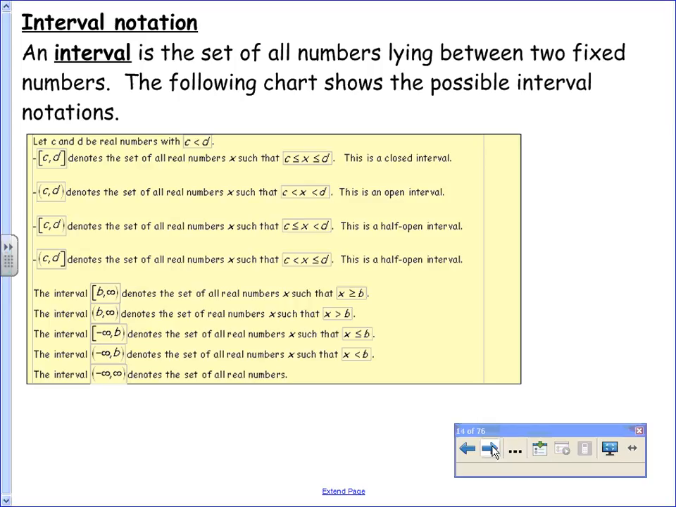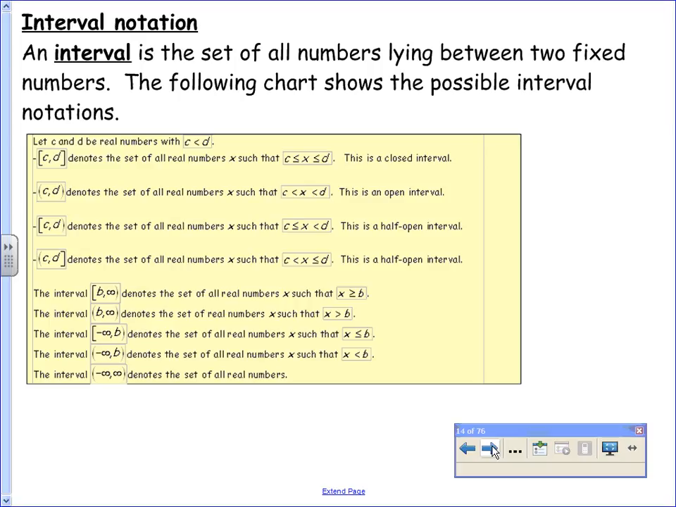All right, the next thing we're going to talk about is interval notation. An interval is a set of all numbers lying between two fixed numbers, and this chart right here is going to give you some hints about how to do interval notation. Now this looks a lot more complicated than what it really is. If you have trouble doing it the way I'm going to suggest, then maybe we need to go back and look at the details of this chart.